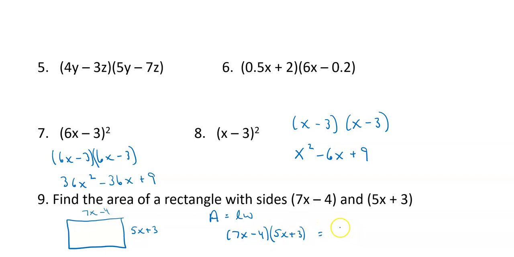In the little space we have left here, we'll get a 35x squared. Start doing the outsides and insides in your head if they're the same, because that'll give you a 21x. That'll give you a minus 20x. 21x minus 20x is just 1x. And then negative 4 times 3, negative 12. That's my area, right? Throw in a little length times width.